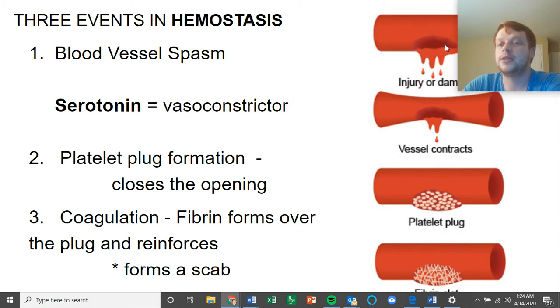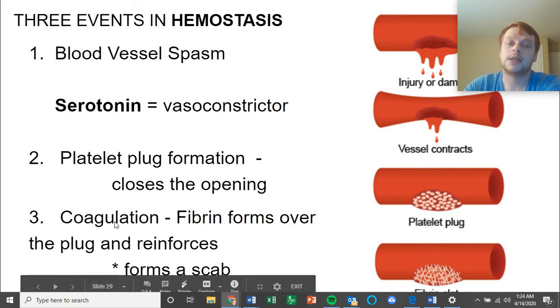So when you have an injury, you can see it in this image on the right. The first thing that happens is your blood vessels spasm. So they open and close really quickly and they contract like that. They do this through the release of serotonin. Remember, that's a chemical that's produced in your brain, but it's also a vasoconstrictor, which means it's going to tighten up those blood vessels whenever there's a wound. So the vessel contracts because of the production of serotonin, and then platelets come along and they plug the opening shut, which you can see right here.